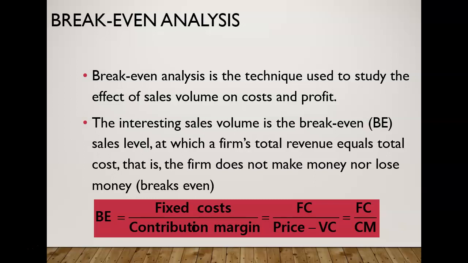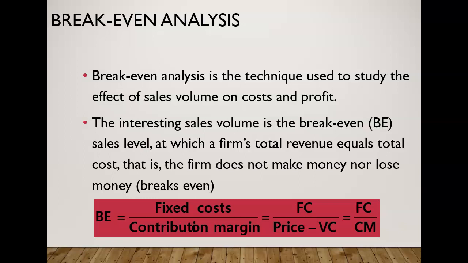So the interesting sales volume is the break-even sales level, at which a firm's total revenue equals the total cost. That is, the firm does not make money or lose money. So that's the interesting point that a break-even analysis focuses on. So how do we find break-even? Break-even is equal to fixed cost divided by contribution margin.